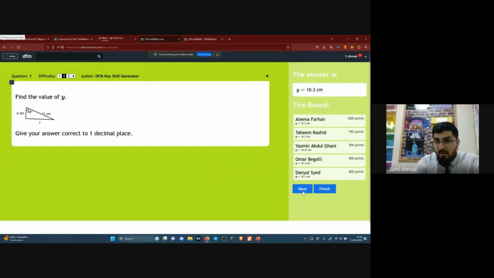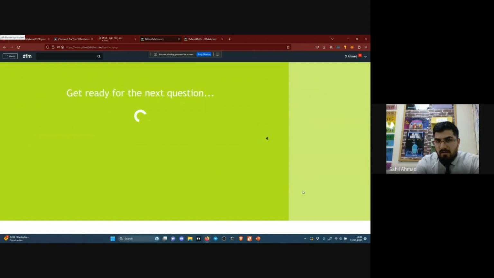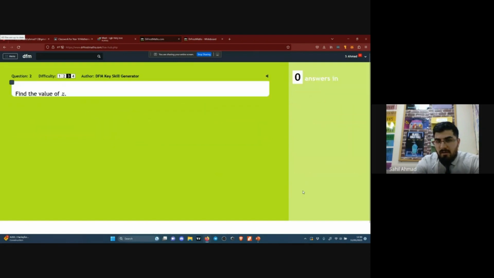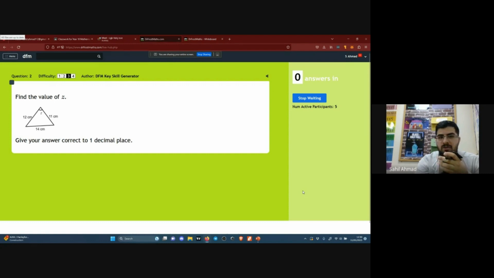Are you ready again? Competition's on. There you go. So this time, by the looks of it, you're working out a missing angle. Label the triangle however it makes it easy for you, and let's work out the angle Z. Let's see who's going to come in first.